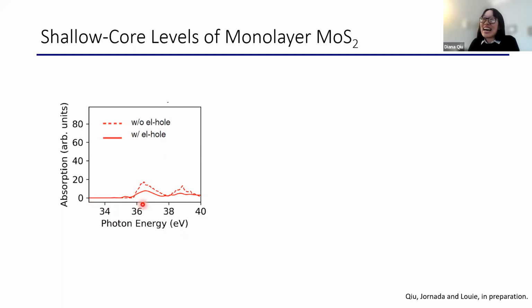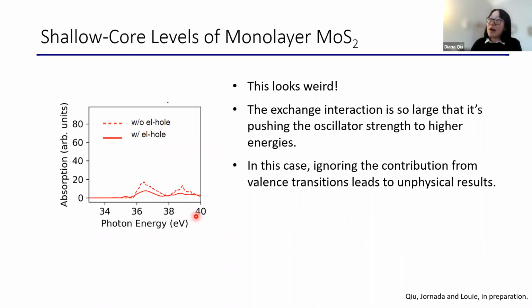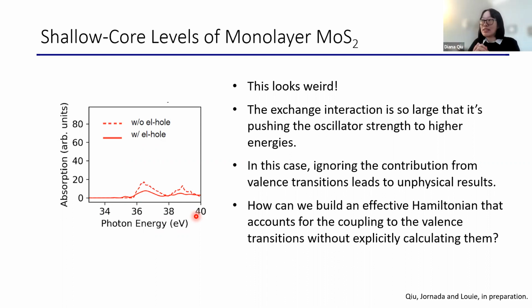Specifically, this dashed line here is the GW-RPA spectrum with no electron-hole interactions, and the solid line is the GW-BSE spectrum with electron-hole interactions. You can see that the interacting spectrum appears to have a smaller oscillator strength and is shifted to higher energies compared to the non-interacting spectrum, which doesn't seem like something that's physical. Since this result doesn't look physical, we wanted to go back and look at what was being left out of this calculation, specifically the contribution from the valence level transitions. So now the question is, how can we build an effective Hamiltonian that accounts for the coupling to the valence transitions without increasing our matrix size by a factor of 16 million?